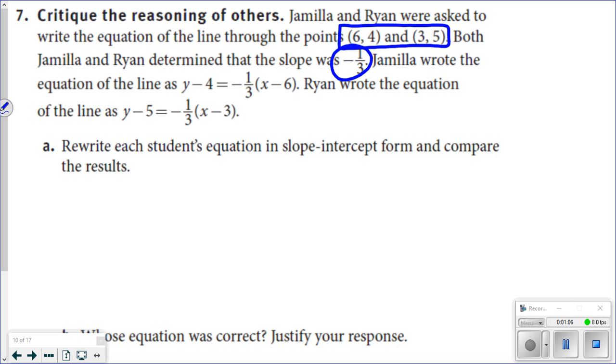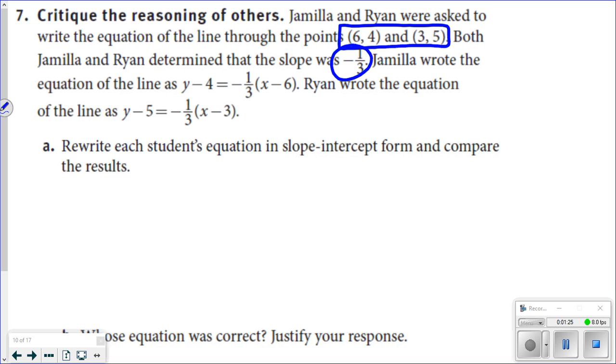Is one of these students right? Is one of these students wrong? Are they both right? Are they both wrong? Guess we'll need to find that out. So what we're going to do is rewrite each of these students' equations in slope-intercept form and compare the results here.